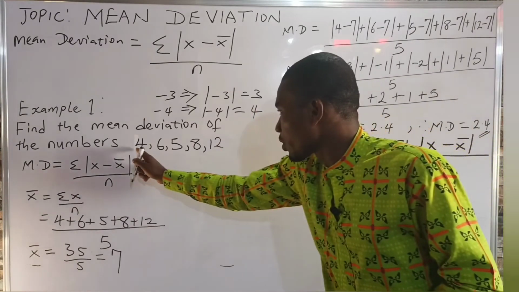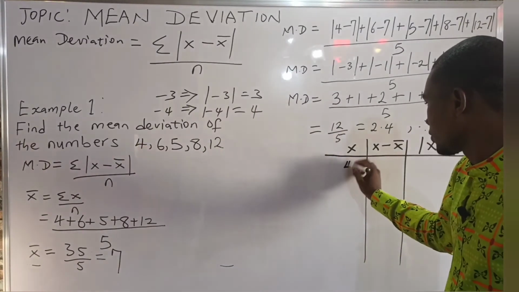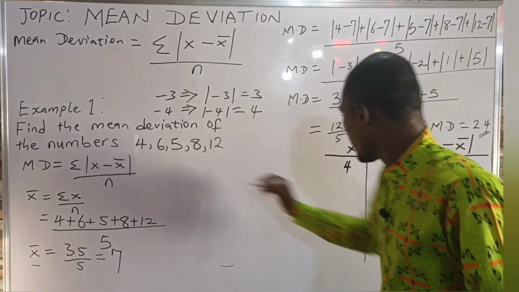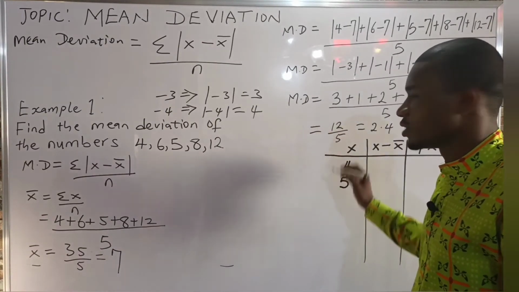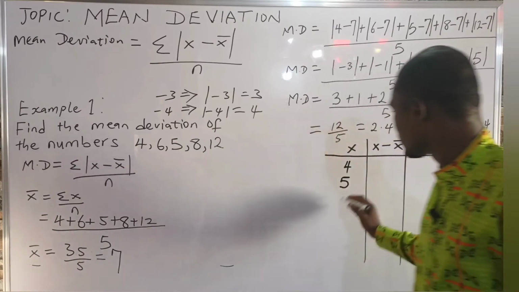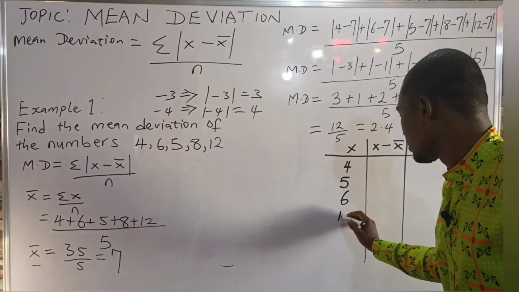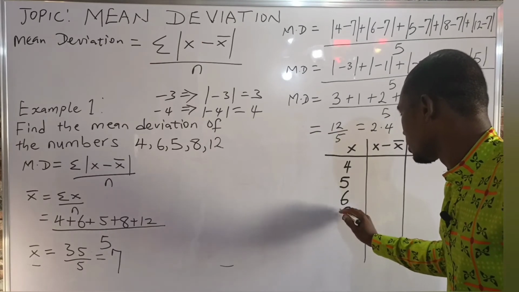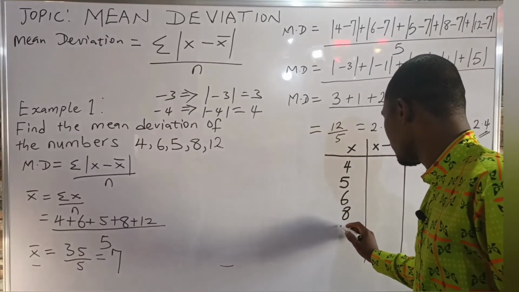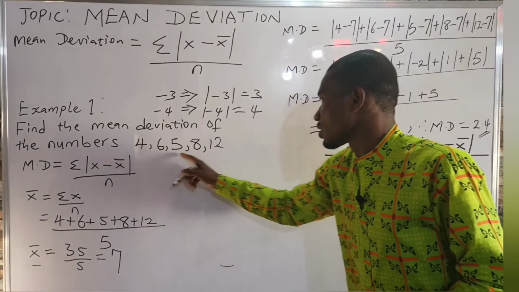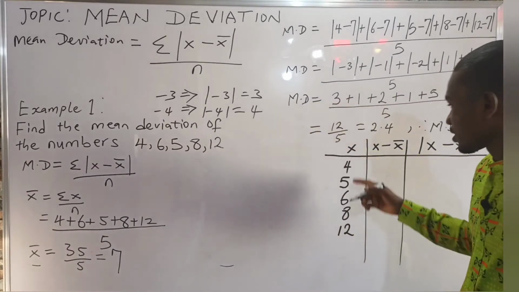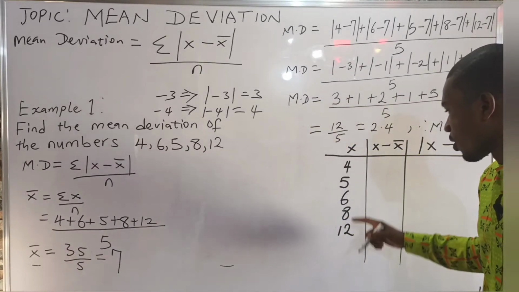The smallest number we have here is 4, then followed by 5, then 6, then 8, then followed by 12. So there are 5 numbers, and let's count: 1, 2, 3, 4, 5.